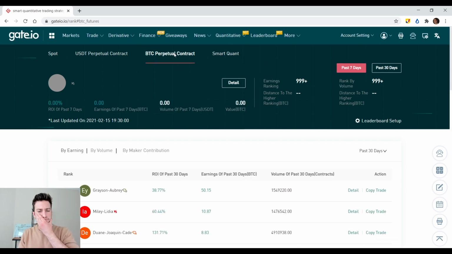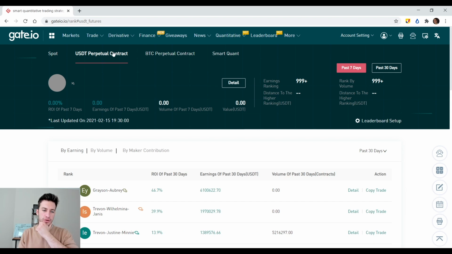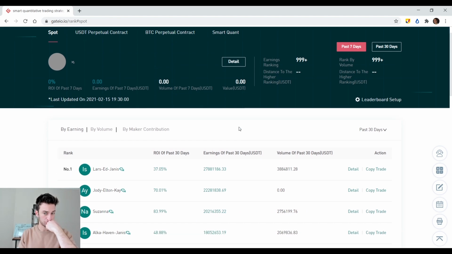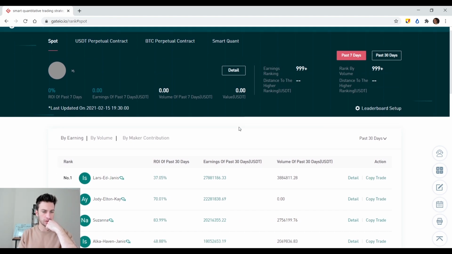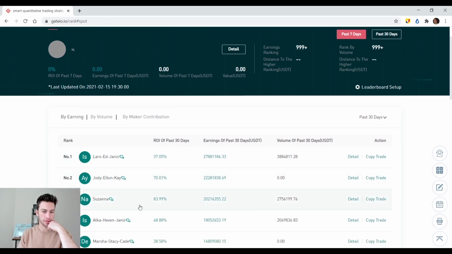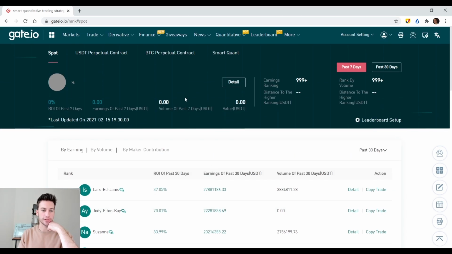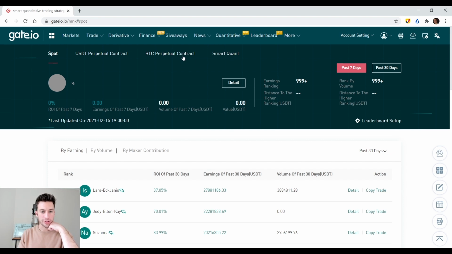Okay. We can also see who's made the most money through trading BTC perpetuals, who's made the most money trading USDT perpetuals, who's made the most money just trading spot. Yeah, Susanna's crushing it. Susanna made like what, 2 mil? Good on you, Susanna. Marsha, Susanna, Jody, all making like 1.6 to 2 mil, you know, put me to shame here.